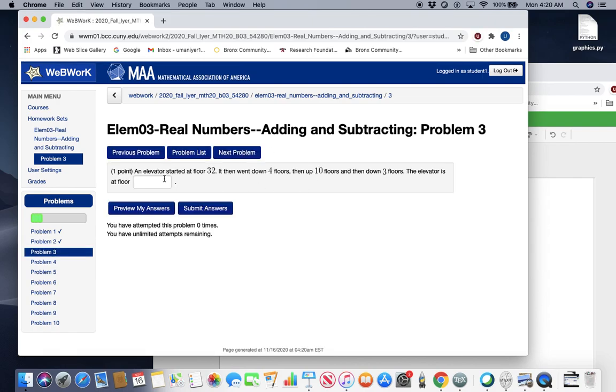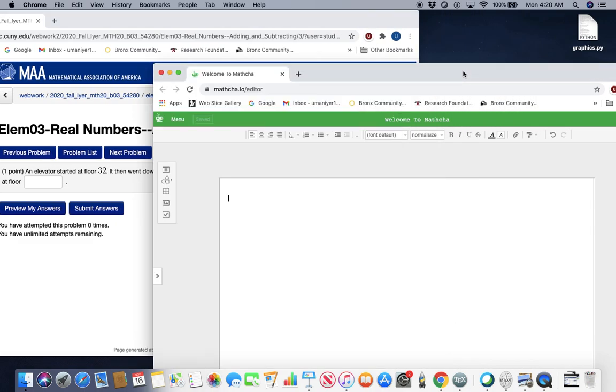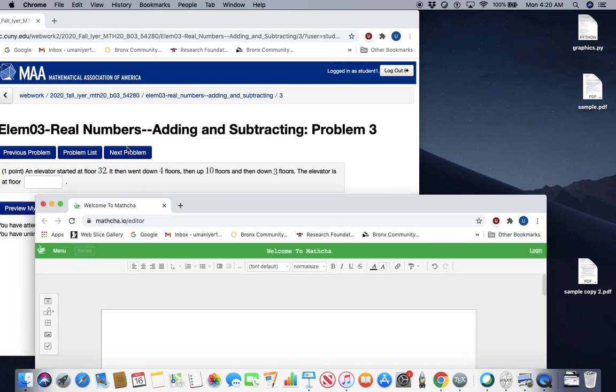Next. An elevator started at floor 32, went down 4 floors, then up 10 floors, then down 3 floors. Okay, we better write this down. So you started at 32, then you went down 4, then you went up 10, and then down 3. You see, down 4, up 10, down 3.